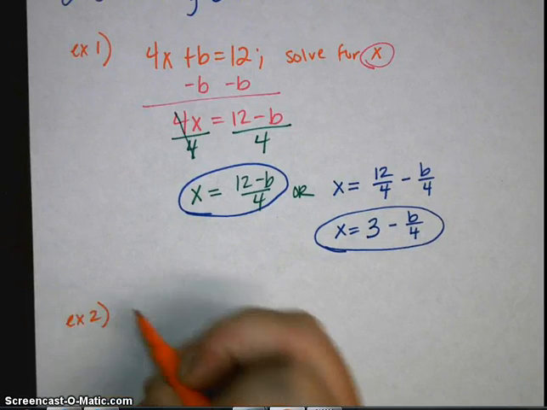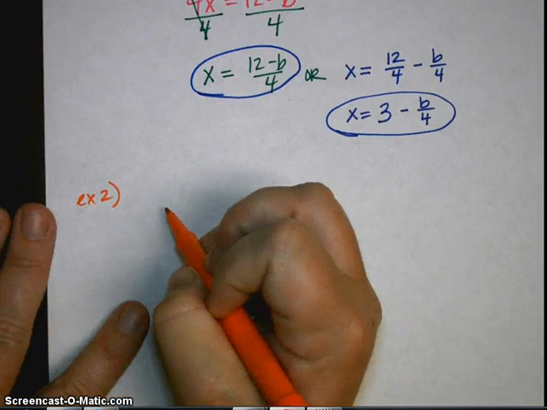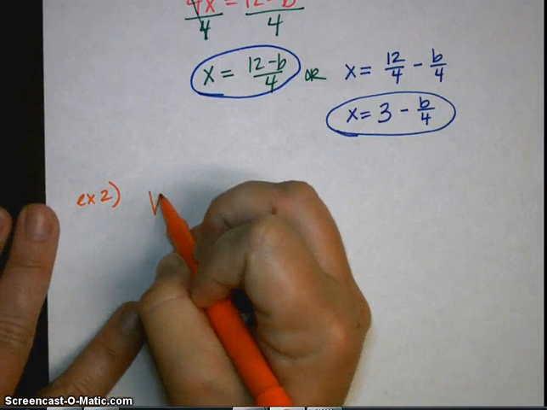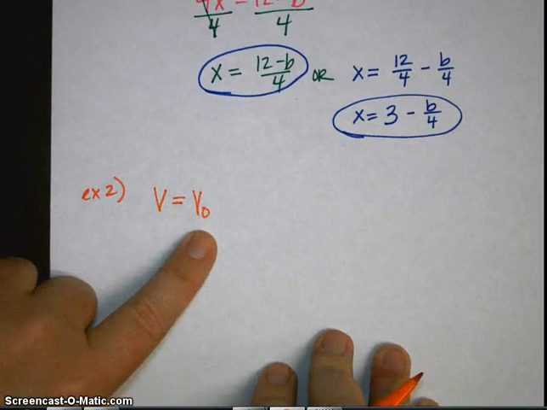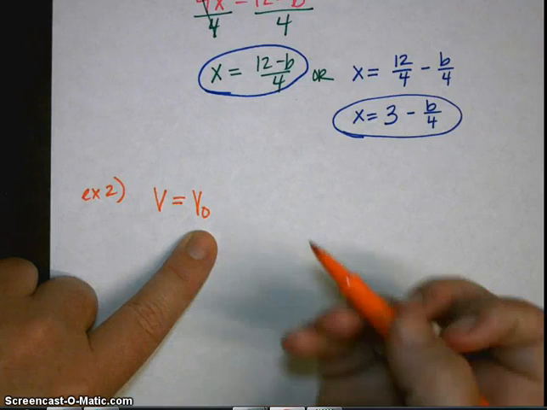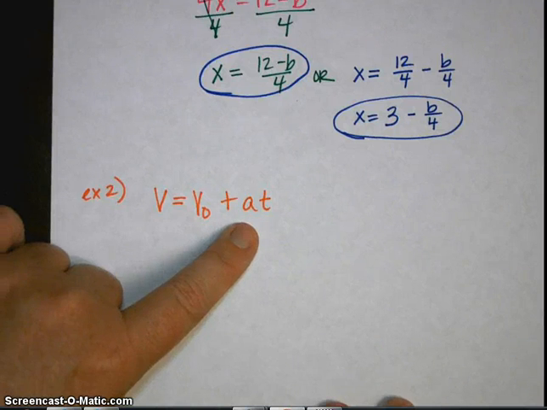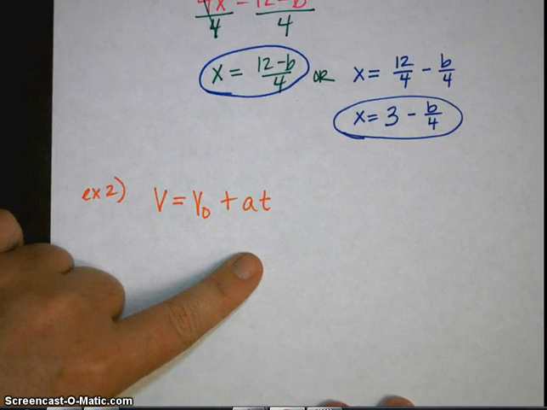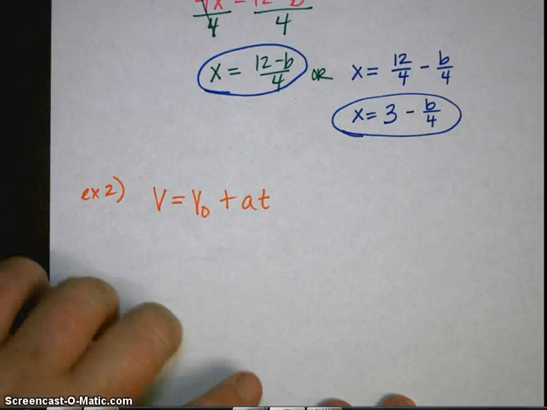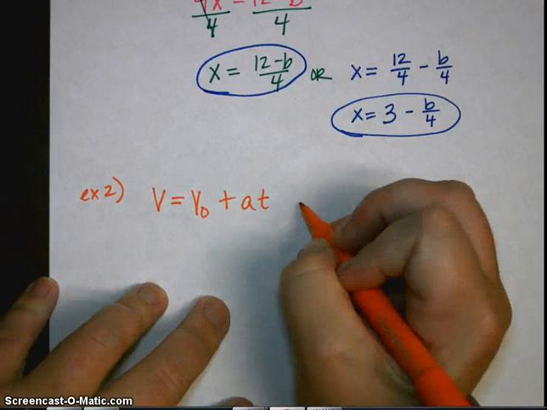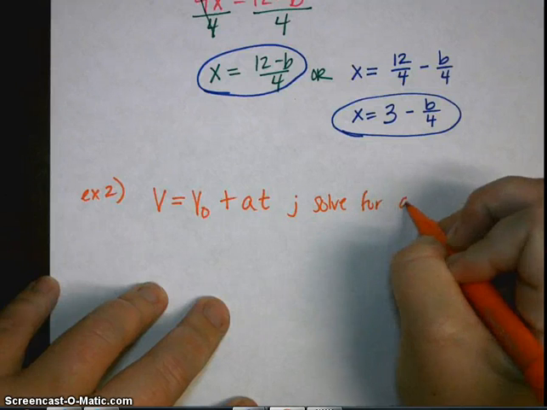Example 2. Let's look at an equation from velocity. So v, velocity, equals v sub o, or v sub naught, which is initial velocity, plus at. a is acceleration, t is time. This is a physics equation that you'll use, so you will use these equations a lot as you get into upper level science classes. In this equation, we're going to solve for a.